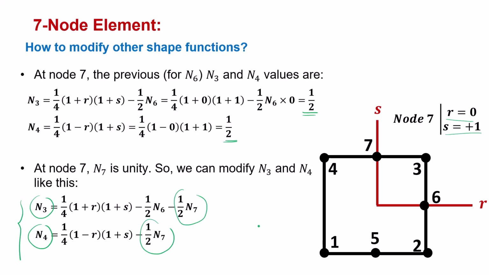Now at node 7, both n3 and n4 correctly go to 0 while n7 equals 1. This way, the interpolation along the top edge becomes quadratic, exactly as intended when we added the mid-side node.